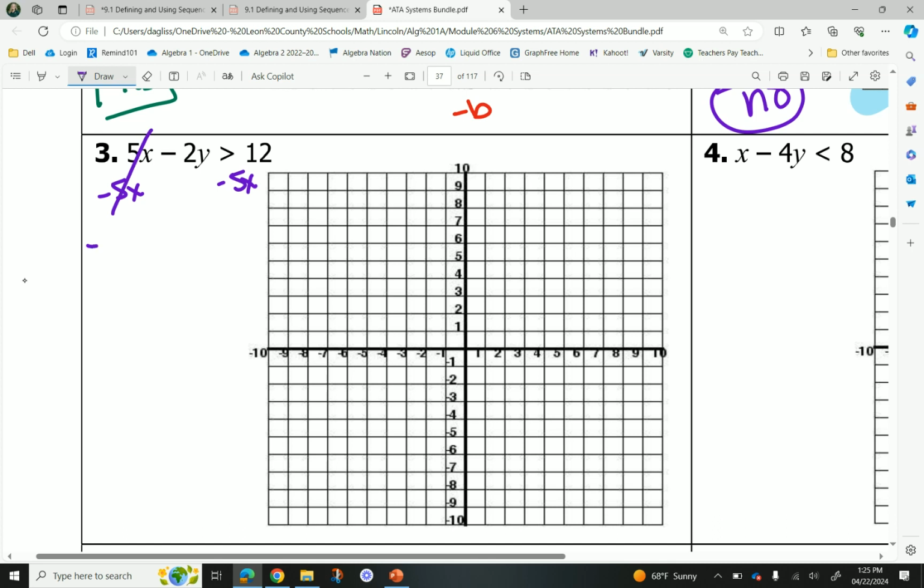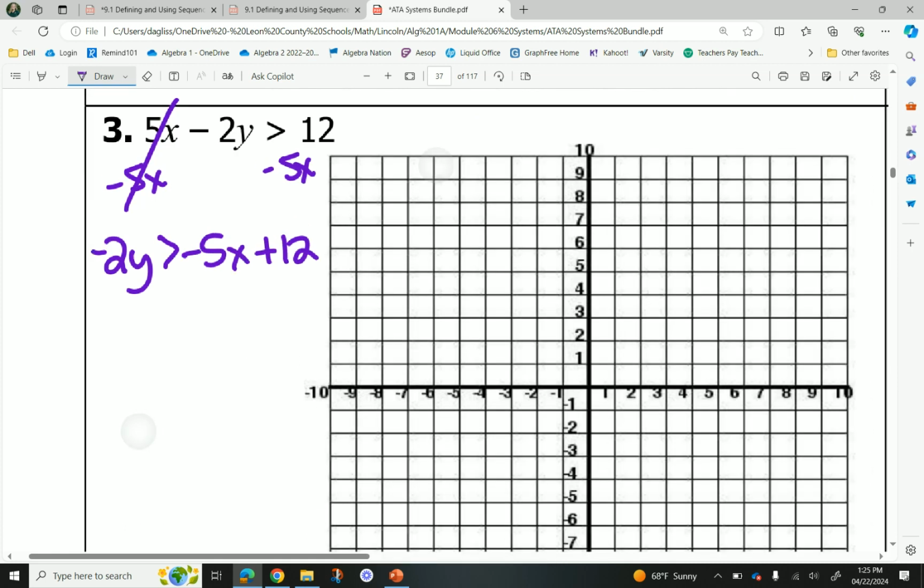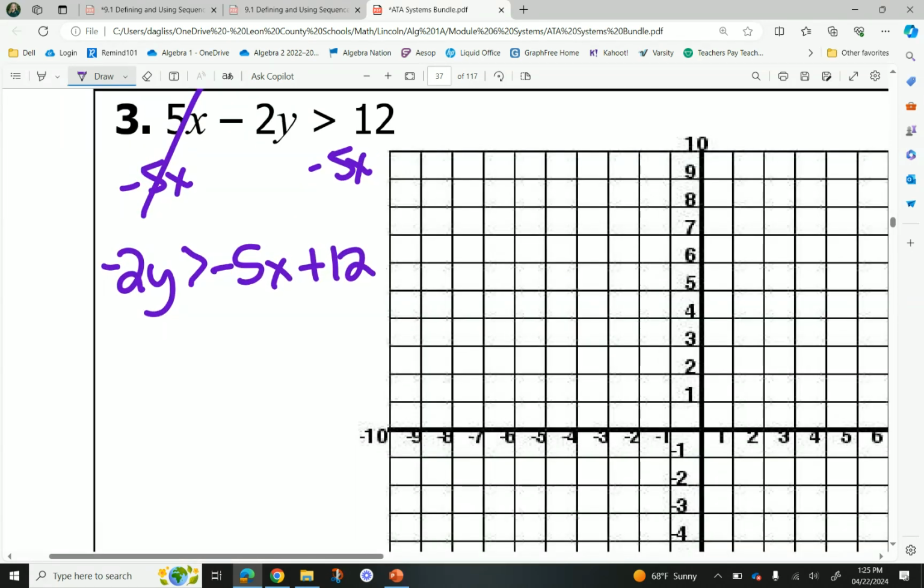Okay. I'm left with negative 2y. We still have greater than. Negative 5x leads the other side, and I still have positive 12. Okay? That does not change to a 7 because 12 does not have an x. Okay? From here, I still have a negative 2 attached to my y. So how am I going to get rid of that negative 2? How is negative 2 attached to y, first off? It's multiplying. So how do I undo that? Divide. Oh, yeah, you can divide.